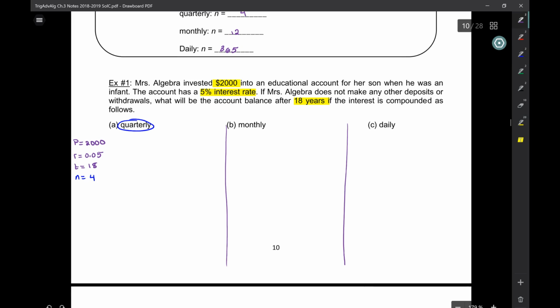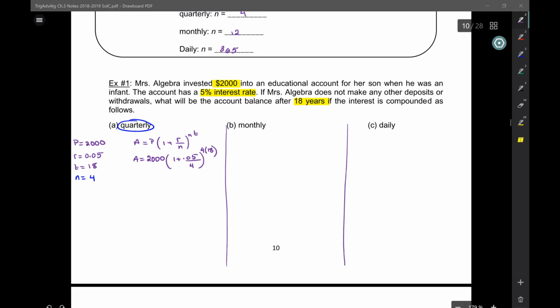So now, each time you do this, to show me the correct amount of work, I want you to write the given, and then I want you to write the formula. A equals P times 1 plus R over N, to the power of NT. You know this. At this point, it's just plugging things into the equation. So 2,000 times 1 plus 0.05 over N, which is 4, to the power of 4 times T, which is 18.